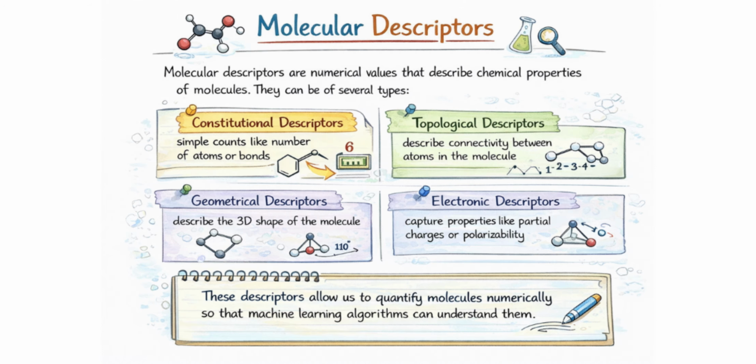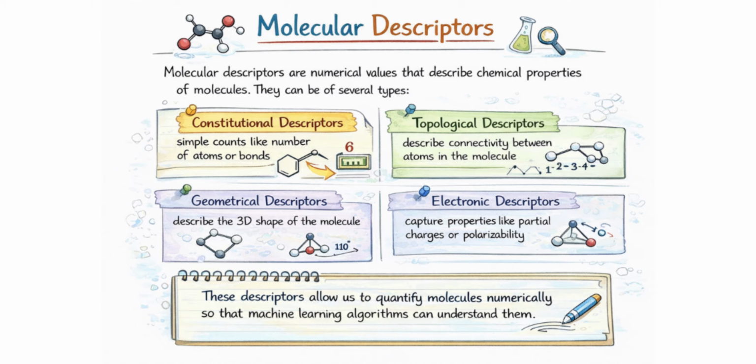Molecular descriptors are simply numbers that represent the chemical properties of a molecule as a measurable value that a computer can process. There are different categories of descriptors. Constitutional descriptors are the simplest ones. They just count basic features such as how many atoms, bonds, or rings a molecule has.